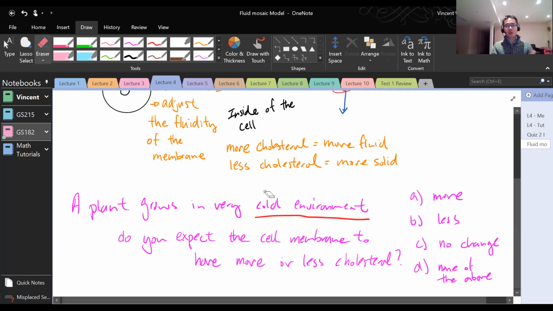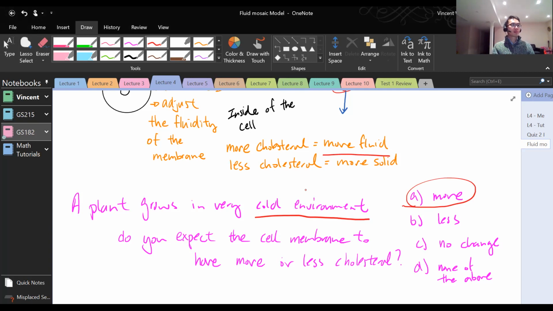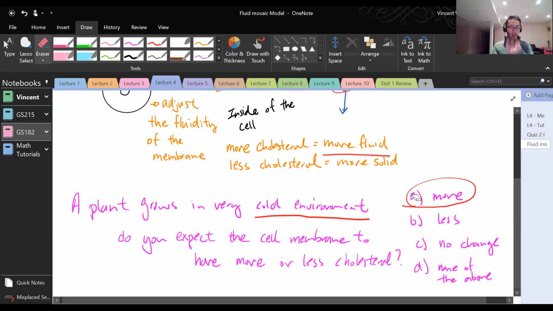So to counterbalance the cold environment, to prevent the cell membrane from being too solid, a countermeasure would be to have more cholesterol, because more cholesterol is going to make it more fluid, and therefore counteract the effects of the cold on the cell membrane. I hope that makes sense. Any follow-up questions? Aiden said if there's less cholesterol, it's more solid. Okay, so it's basically what I said here, right?